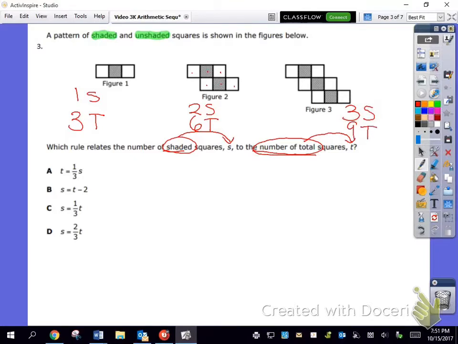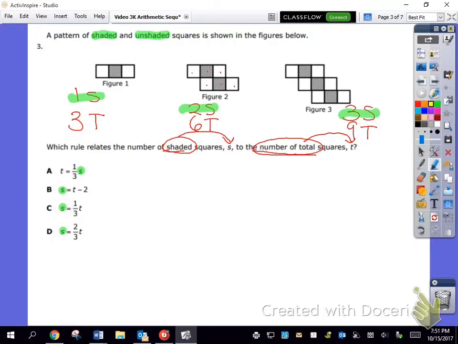Now this is where it gets a little confusing, because when you look over here, they didn't all set up the same. The shaded is always S, okay? Now here's my S on this side, and on the other ones, it's on the other side.